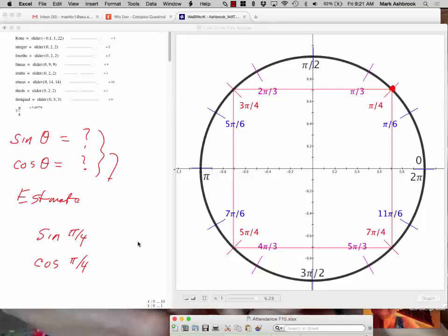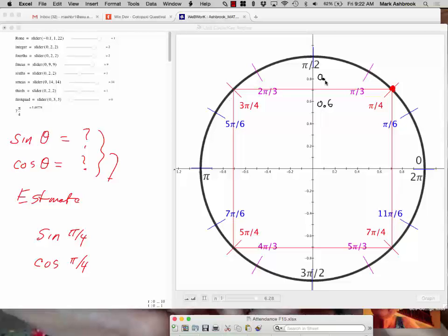Did you raise your hand? No. Okay, tell me. It's the vertical distance above the horizontal axis in radius lengths. He says the vertical distance above the horizontal axis in radius lengths. What do you think? Okay, and so what do you estimate it for this particular angle, sine of pi over 4? It's about 0.7. You see, this is maybe a little small, but this is 0.6 here.